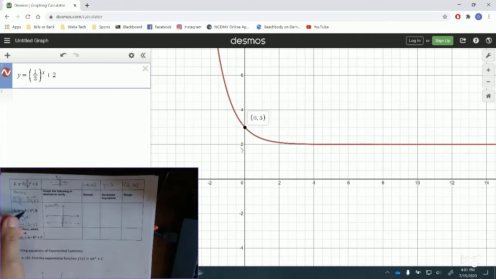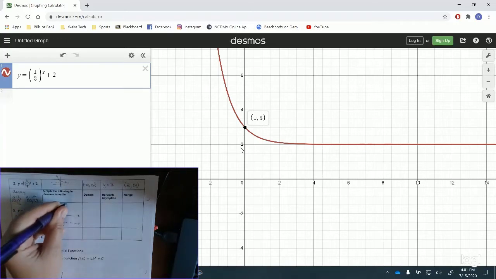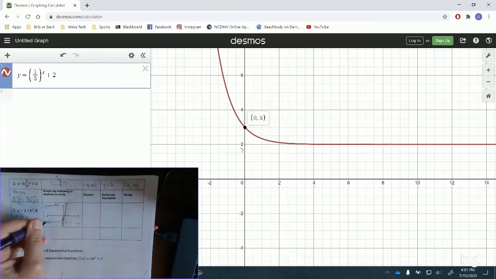What does this 2 do? Remember, when you multiply a number times the outside of the parent function, this is going to be a vertical stretch. So I'm just going to graph the negative 3, and then I'm going to make it hug this horizontal asymptote, and then I'm going to make it get bigger a lot faster. So let's see what happens when we graph this.